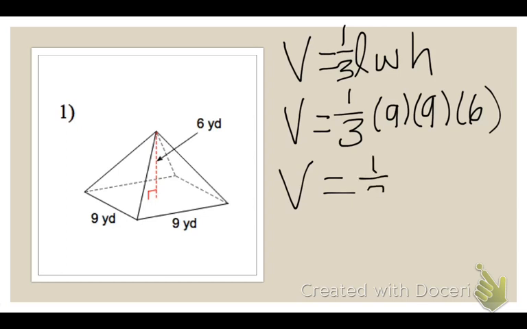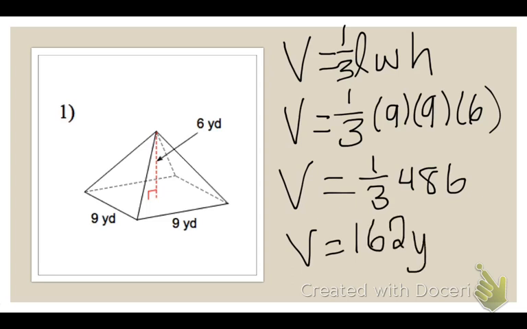So 1/3 of 486. And then lastly, I'm going to divide by 3, because it's the same as multiplying by a third. So my volume equals 162 yards cubed, since this is a three-dimensional figure.